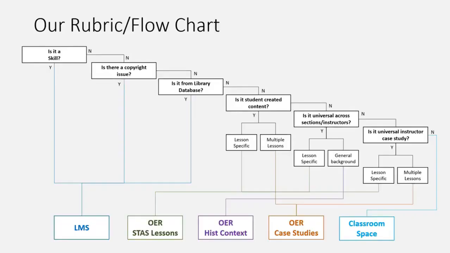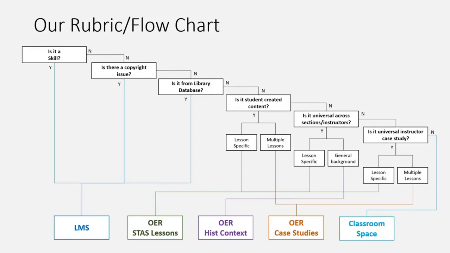We created a flowchart rubric to streamline decision-making. A yes answer to a question box leads to specific placement. Key issues such as the purpose of the material, copyright issues, and database usage quickly determined LMS materials. The next series of questions led to placement in the appropriate ring of the OER. What remains is for the classroom space.